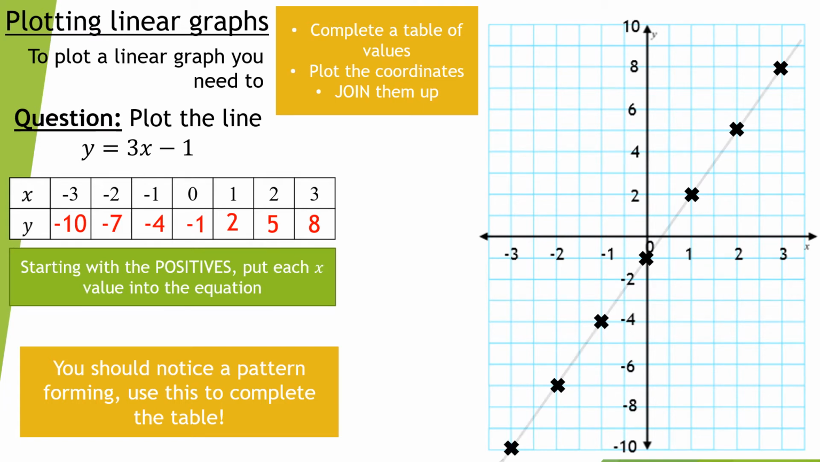Make sure you join them up at the end, and you have your straight line. Obviously, if one of your coordinates is going completely in the wrong direction, you know you've done something wrong. Make sure they're all lined up. So it's quite obvious that if your answer looks nice and straight and neat, then you've probably got it correct.